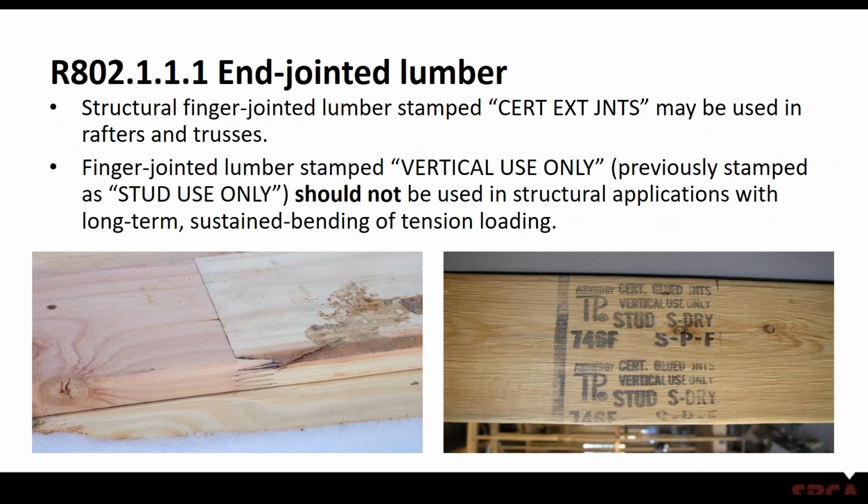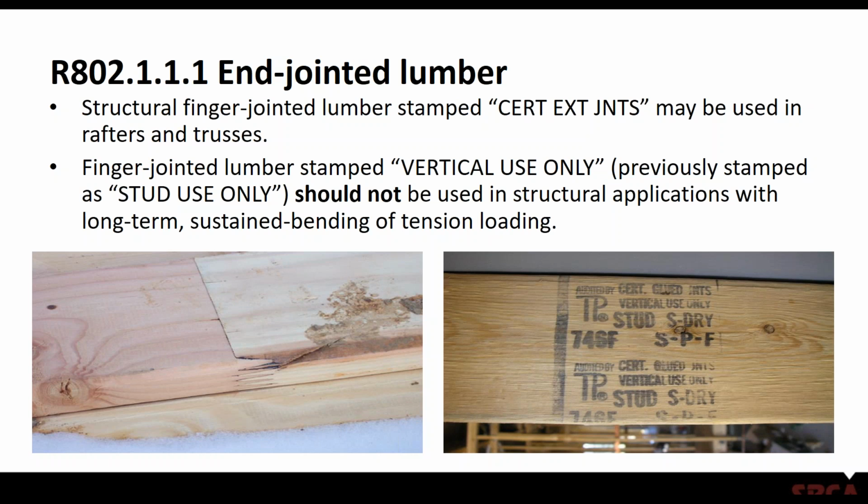R802.1.1.1 talks about end jointed lumber or finger jointed lumber, and basically finger jointed lumber is allowed. Structural finger jointed lumber that's stamped with a certified exterior joints may be used in rafters and trusses. The picture on the right, as you can read, says vertical use only.